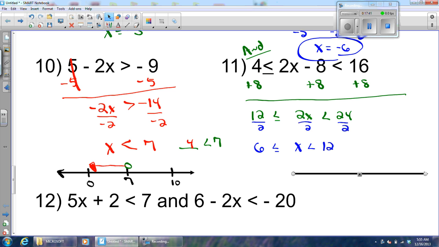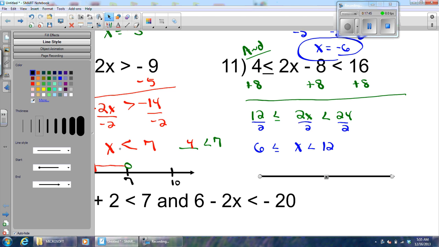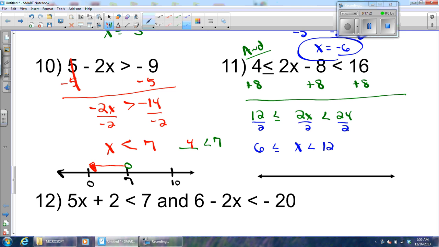I guess I could change his arrowhead, that way when I clone him next time, I won't have to draw in the arrowhead. And I need the number 6 on here and the number 12. 6 is going to have a closed point. 12 is going to have an open point.